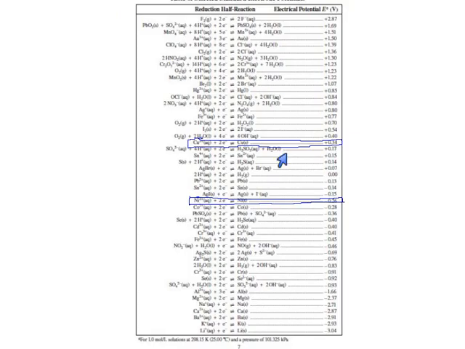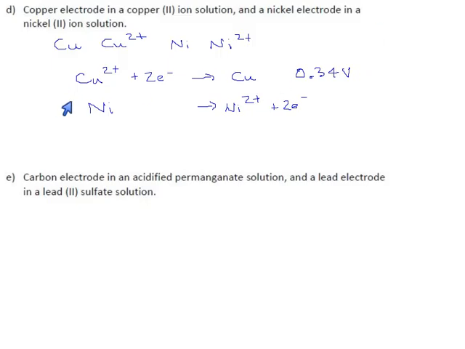And for the voltage, nickel is supposed to be minus 0.26 volts, but we're doing it in reverse. We're starting with nickel, so our reaction is flipped. That means our voltage is also flipped. It's positive 0.26 volts. And so this negative here belongs to the electrons, not to the 0.26, just to be clear.